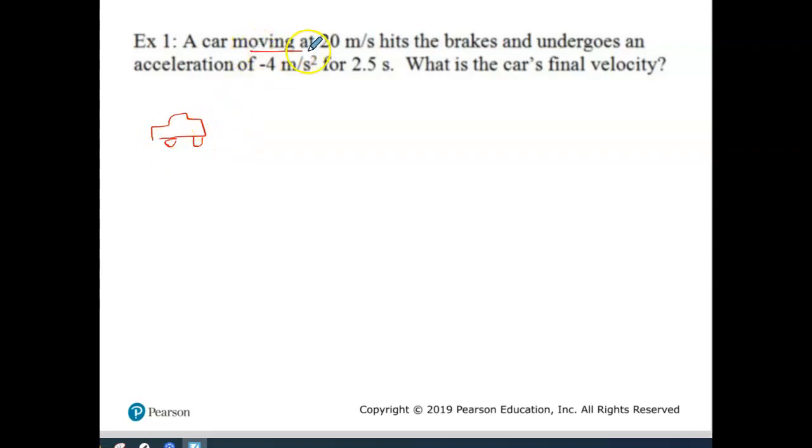And it says the car is moving to start, so I'm going to have an arrow going to the right. The reason why I have it going to the right, this is a positive value. It didn't say negative there, so I'm going to assume that's positive. So it's moving to the right, and then they hit the brakes.